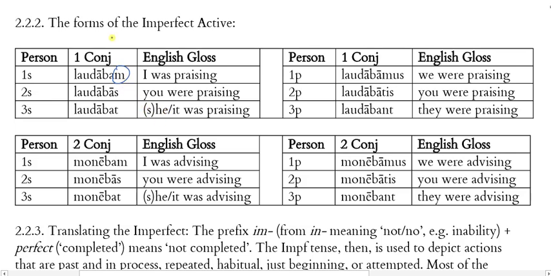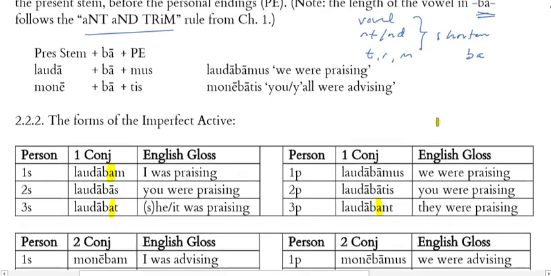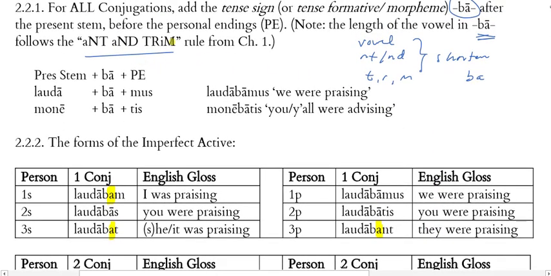Notice that where do we find the shortened version of the a? Before the m, before the t, and before the nt here, right? And that's in keeping with our rule. There's an M here. We have the short A before it, and we have the T, right? There's a short A before that, and then the NT has the short A before it.